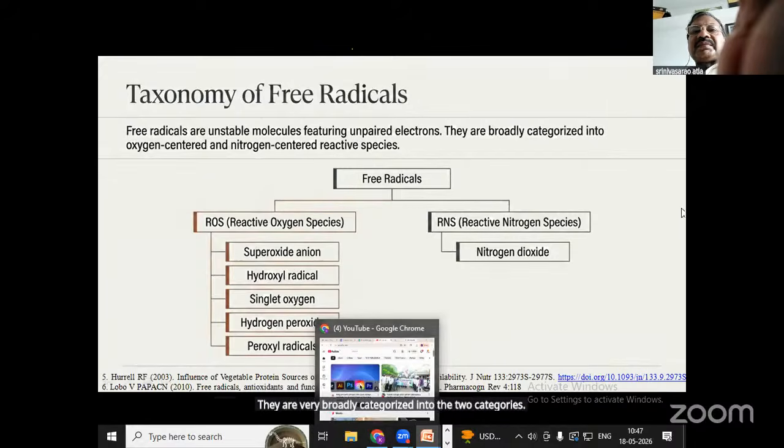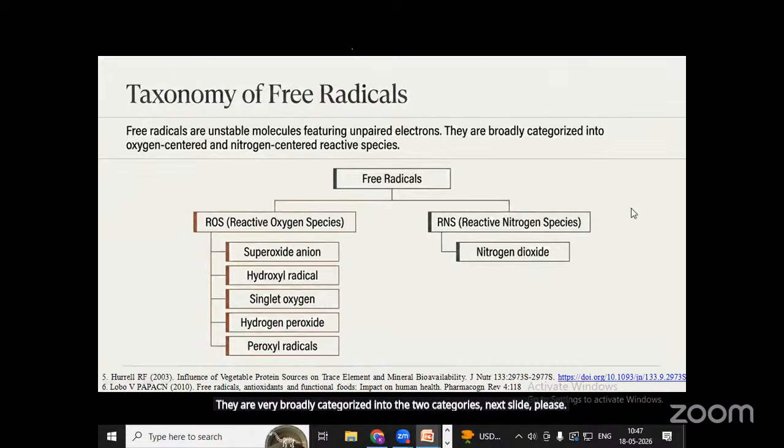Next slide, please. Oxygen-containing species, all known ones, are superoxide anion, hydroxyl radical, singlet oxygen, hydrogen peroxide, and the peroxyl radical. These are unstable molecules with unpaired electrons, that is, odd electrons, and the species fall into two categories.